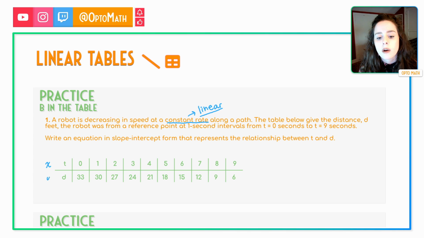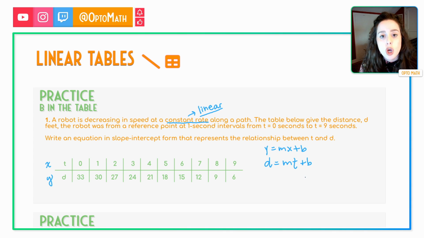D would be like our y. Okay, so we're going to have some sort of equation in this form. Instead of y equals mx plus b, which is our slope-intercept, instead of y and x, we're going to have d equals mt plus b. So let's just keep that in mind as we're going forward.